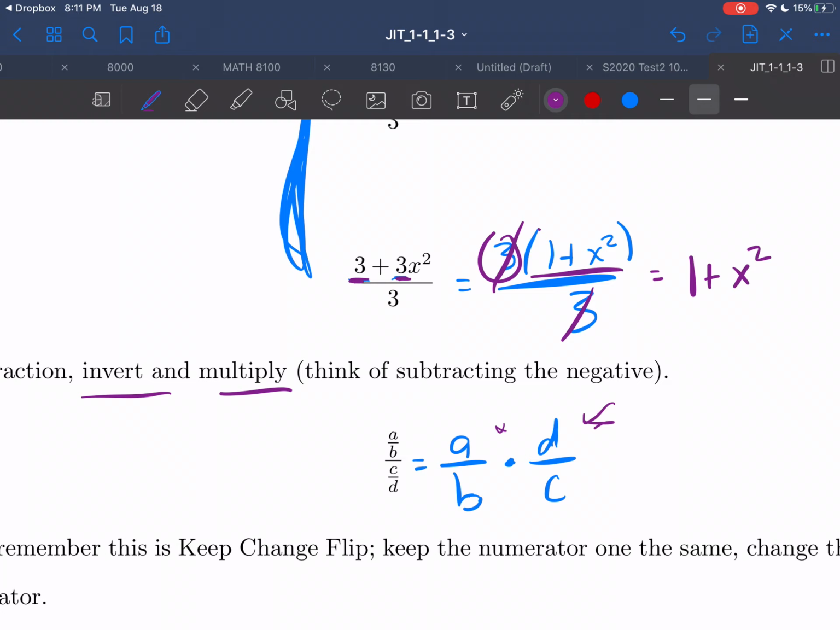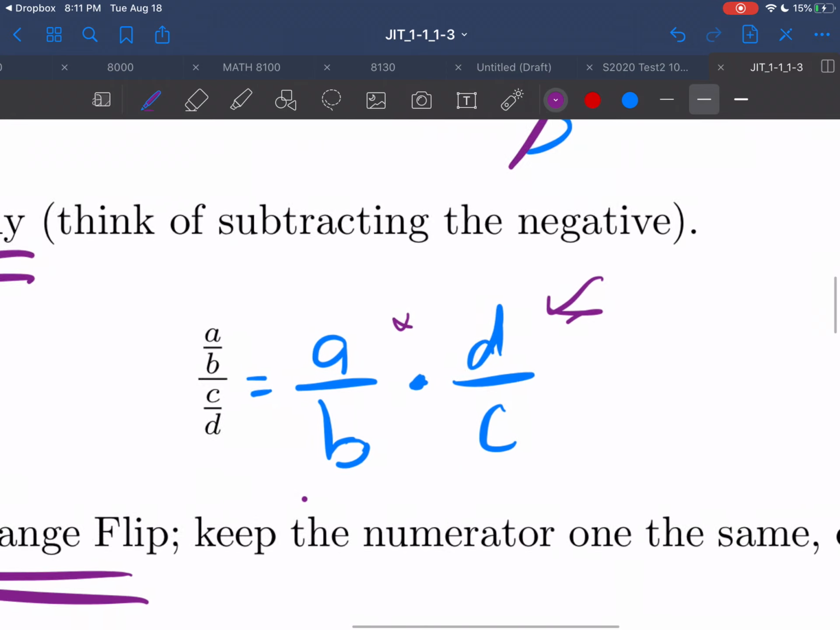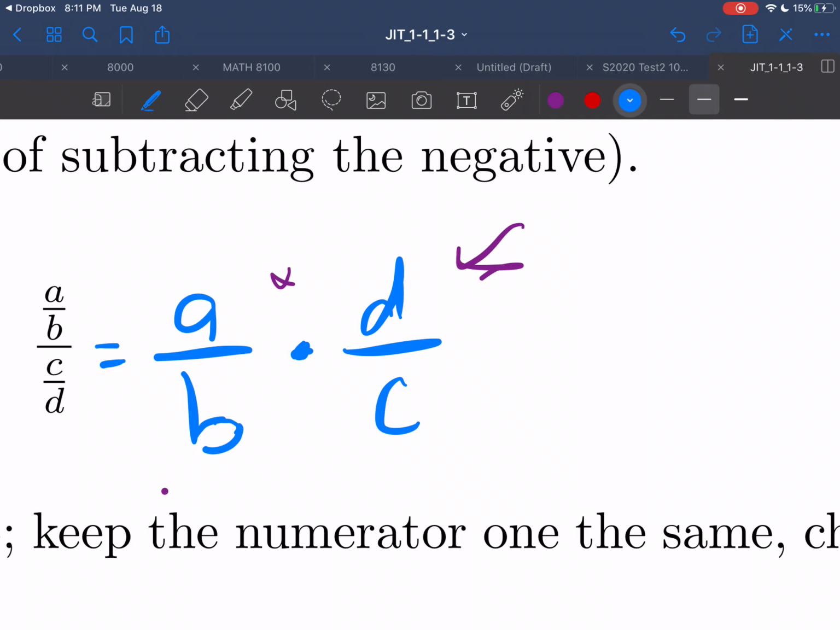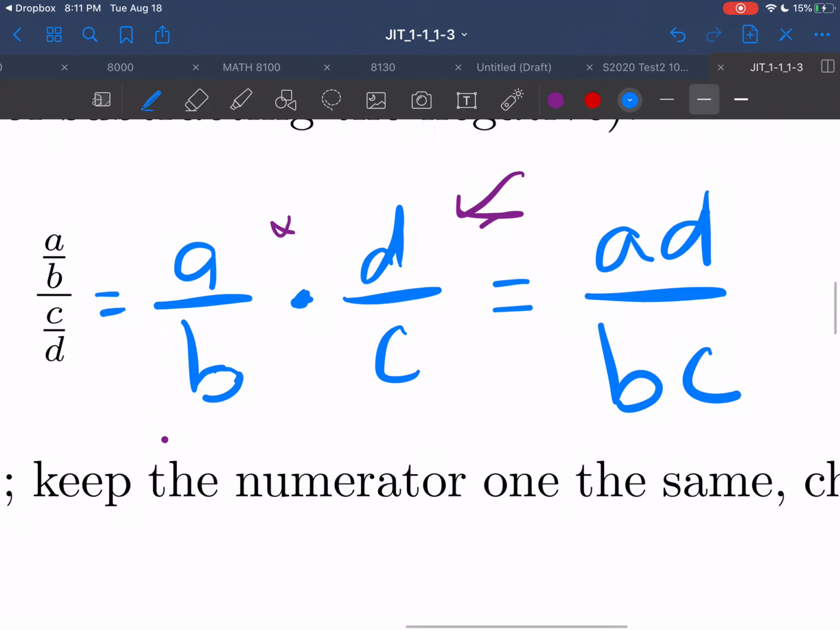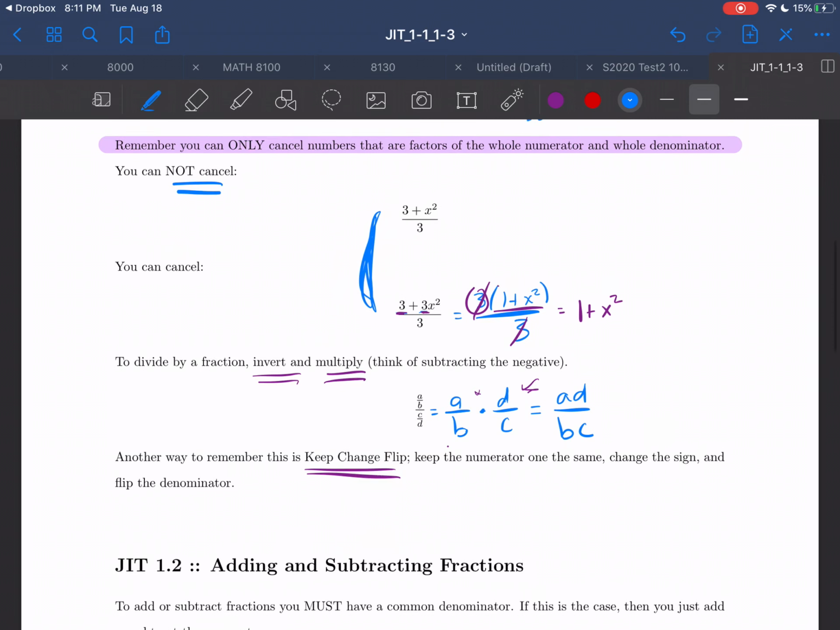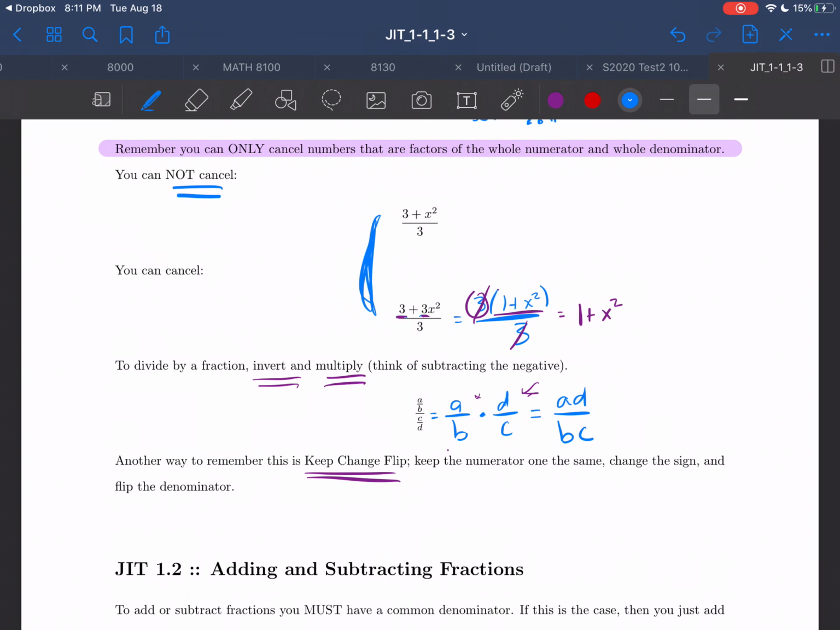So whichever way you want to remember it, whether you do invert and multiply or keep, change, flip, whichever way you do, great. Use whichever method you need to be successful. After we do that step, we now have a multiplication problem, and we just multiply across like we normally would. All right, so that was multiplying and dividing fractions.